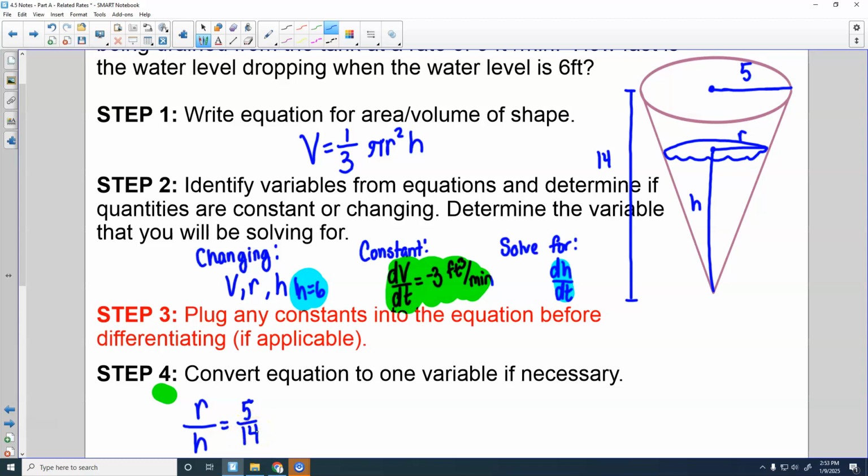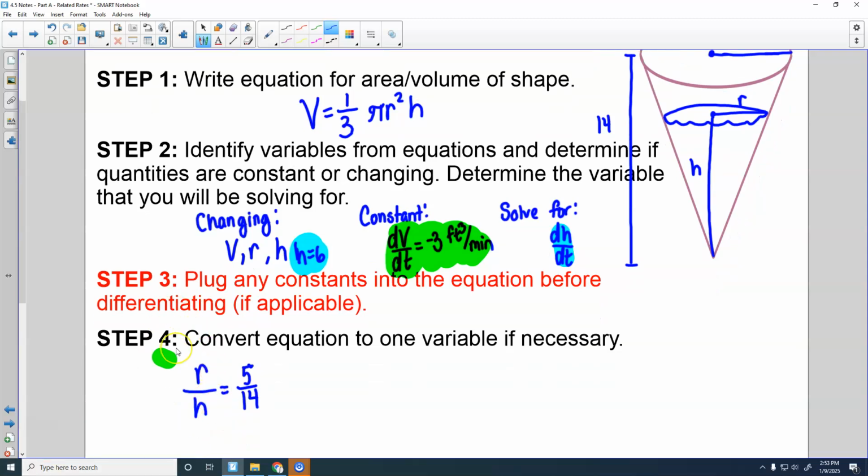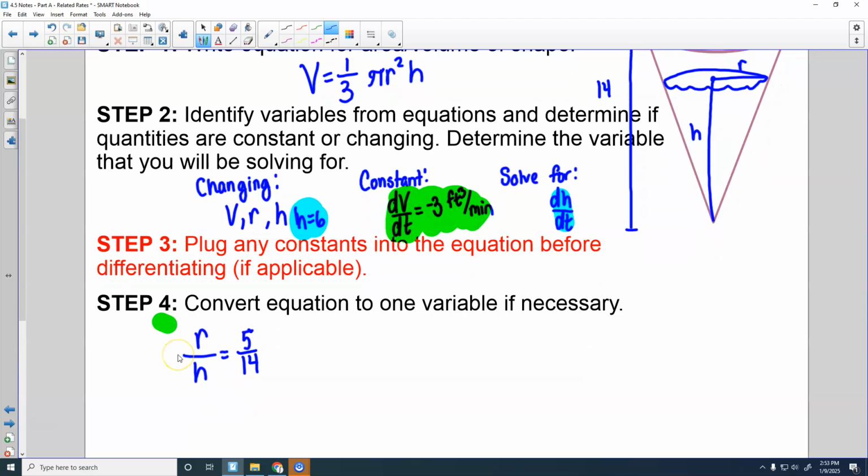So radius divided by height always has to give you the same proportion as 5 divided by 14. This piece of information we can use to convert our equation. We really don't want to have an R in the equation, right? We want to get rid of the R. So that means we need to solve this equation for R, and then we can plug that into our other equation. So how would I solve that equation for R?